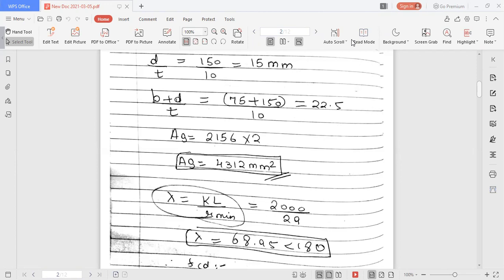So it is less than the value that is given in IS 800-2007, that is the standard value. IS 800-2007 के हिसाब से स्लैंडरनेस रेशियो की मैक्सिमम वैल्यू है 180. So it should not exceed beyond that. आपकी वैल्यू आती है 68.95. So your design is safe for the slenderness ratio. So complete up till here, and if any queries you can ask.